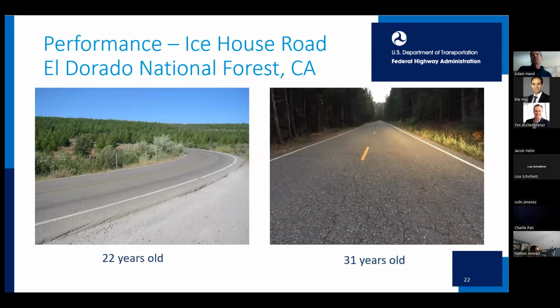It goes up to a reservoir called Ice House Reservoir. It's in, again, Northern California. It would be in the Sierras to the east of Sacramento. Ice House Road intersects with US 50 if you're familiar with that part of the country. On the left is the pavement after 22 years, and on the right it's the pavement after 31 years.